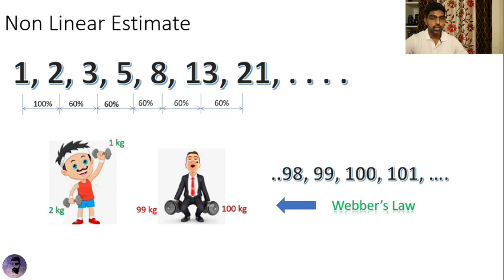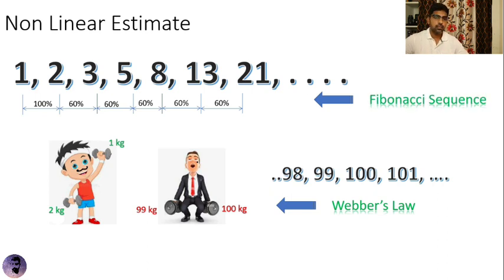So if you look at the particular behavior of non-linear estimates, you can see the difference between 1 and 2 is 100%, 2 and 3 is 50%, 3 and 5 is 60%, and it goes on. And this is called the Fibonacci sequence.